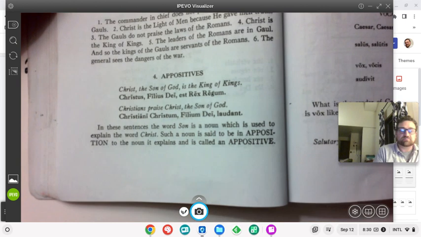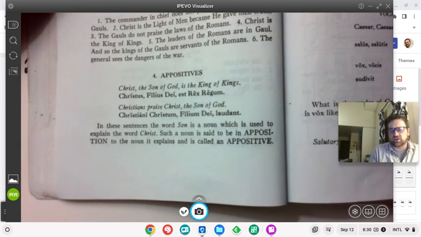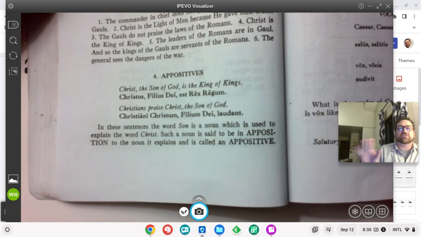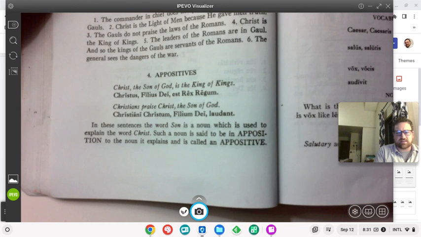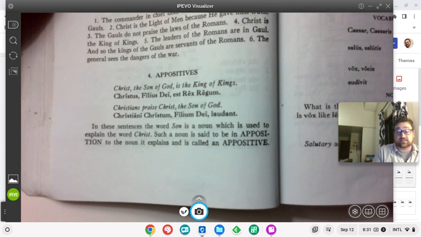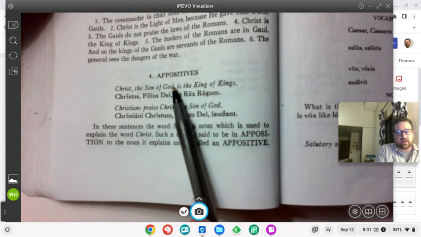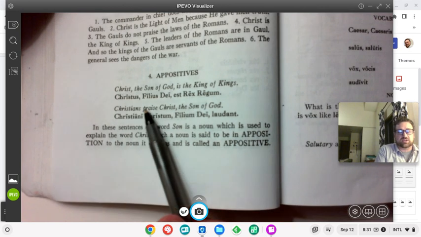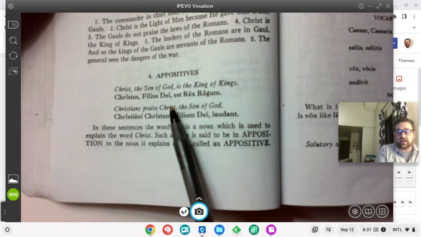So in these sentences, I think the book explains what appositives are so concisely. I'm just going to read it, okay? Because I thought about what I was going to say, and then I read the book and thought, just read the book. In these sentences, the word son is a noun which is used to explain the word Christ. That's what these both have in common. Christ, the Son of God. So son is being used to explain Christ in this one. Christians praise Christ, the Son of God. Again, the word son is being used to help explain Christ.